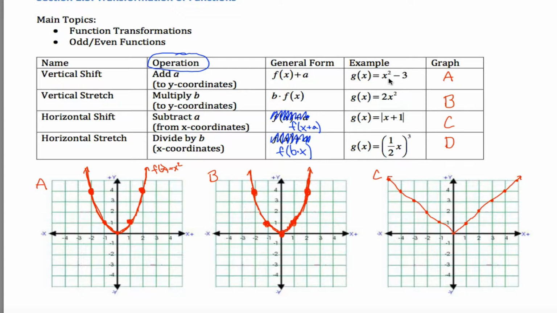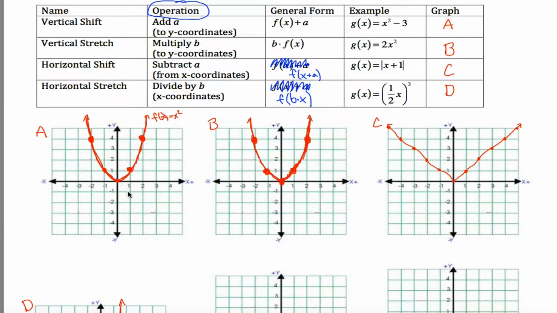You might think it's 3, but it's actually negative 3, because x squared minus 3 is the same as x squared plus negative 3. So I'm going to add negative 3 to each of the y coordinates. I'm going to go down here to my graph and recognize that the y coordinate right here was 0. And if I add negative 3 to 0, that's the same as subtracting 3, I would get a y coordinate of negative 3.